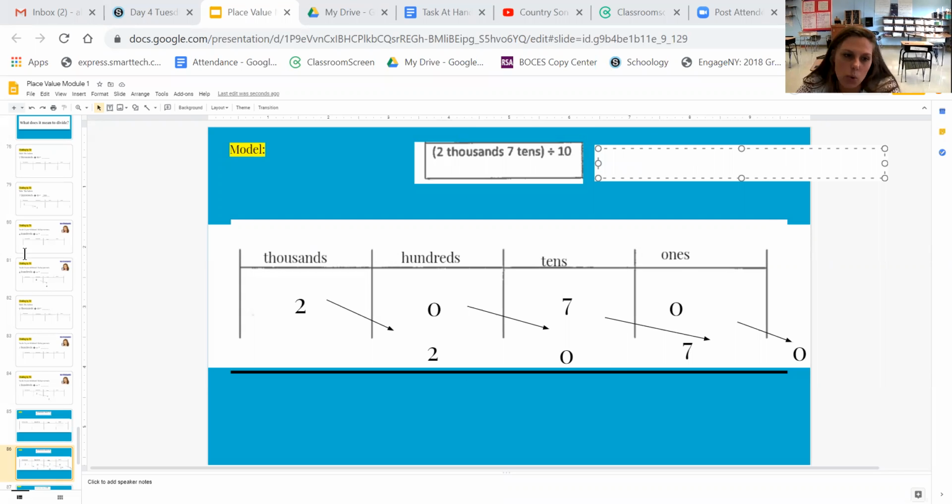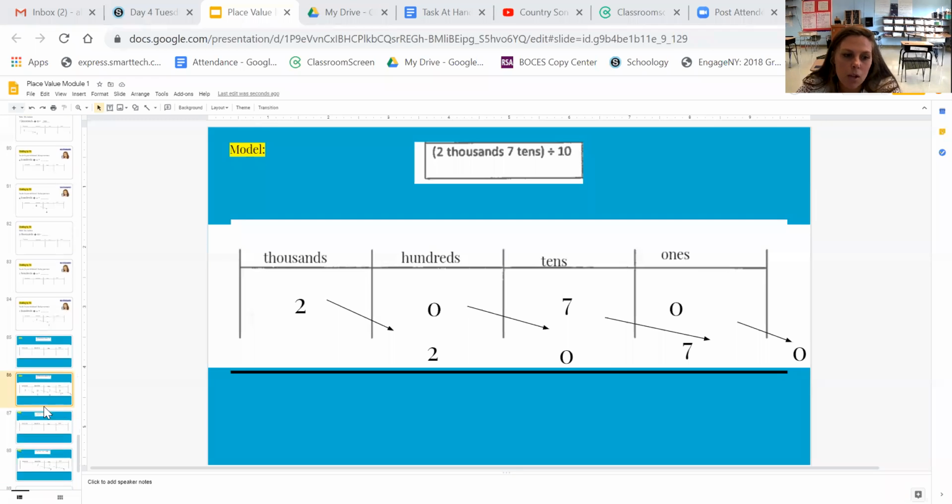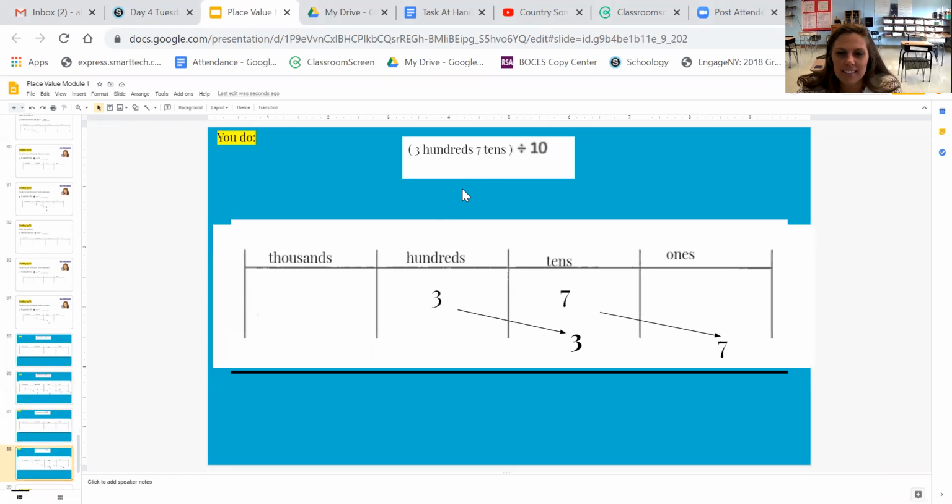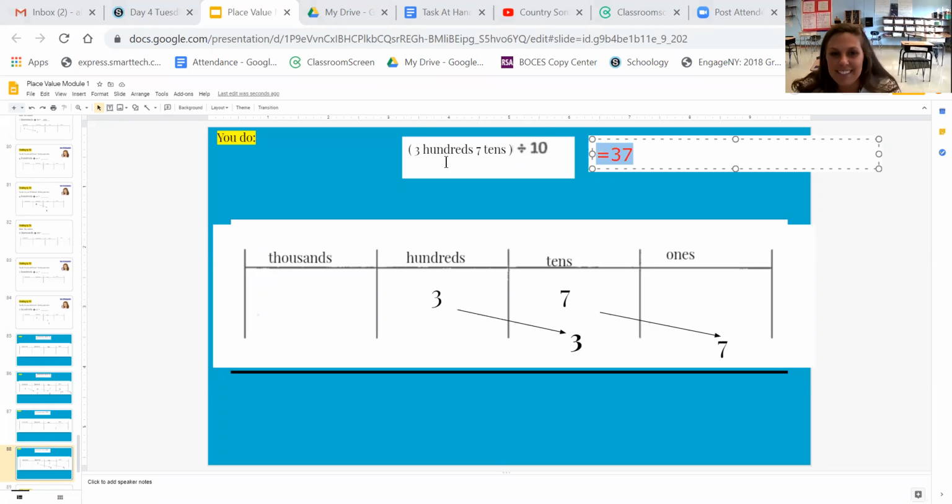Let's have you try yours. Pause your video, first convert, then use your place value chart, okay? Go ahead and pause your video. Awesome, so if you did this correctly, you should have a quotient of 37. It should equal 37 because they all move one place value to the right, okay?